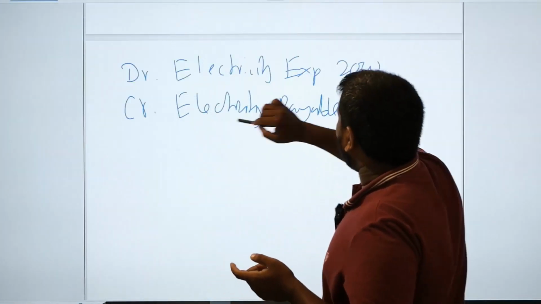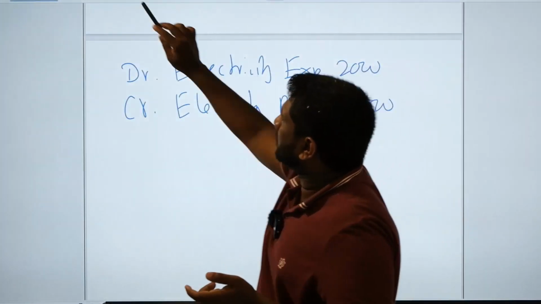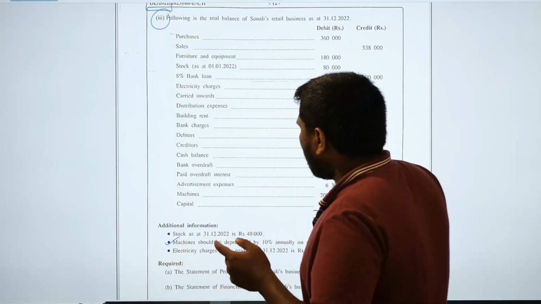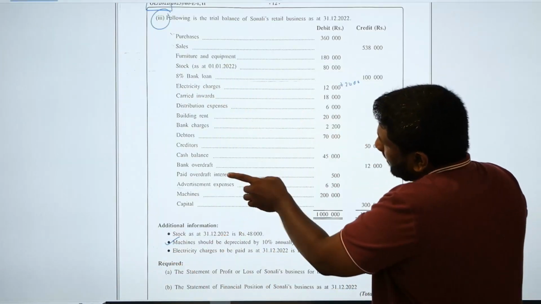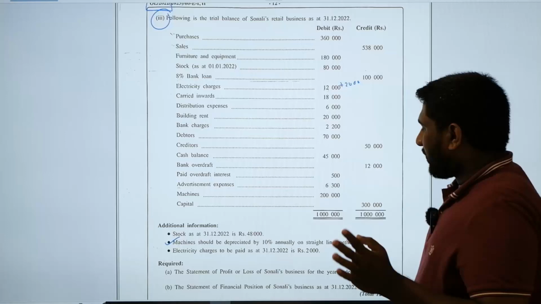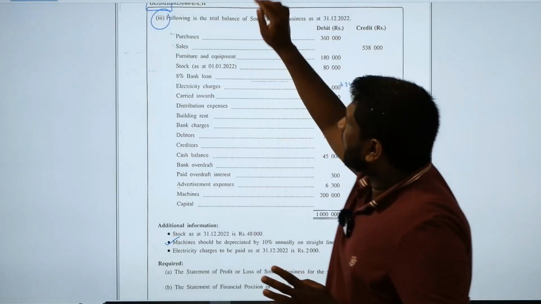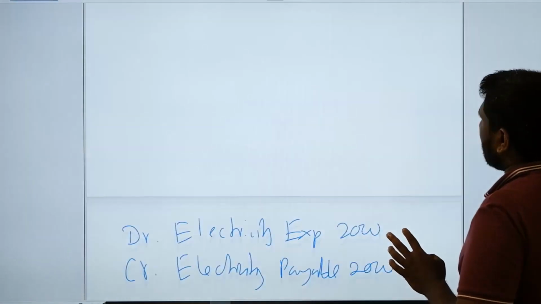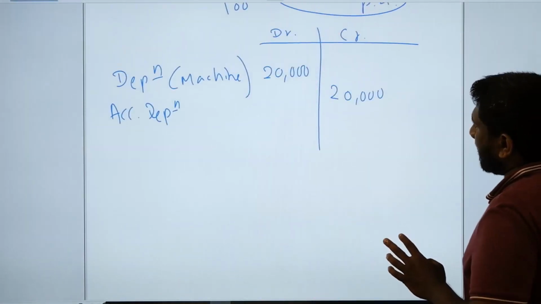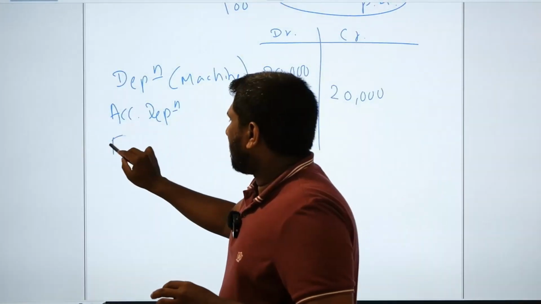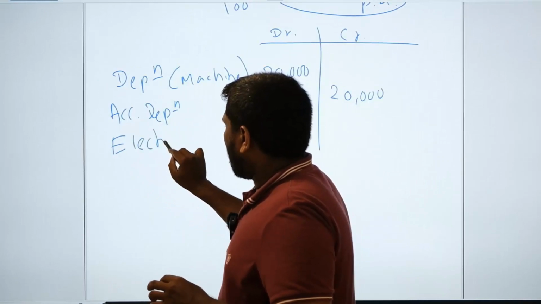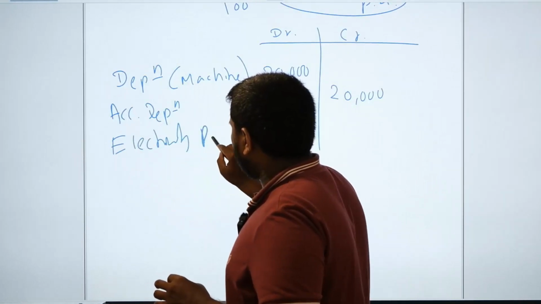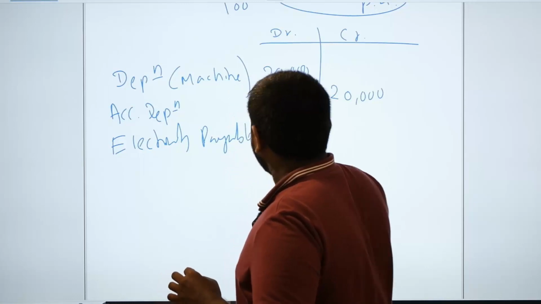Next one, electricity payable 2,000. Do you have an account for electricity payable? No, we don't have one. So I'll go and add it, as with the items which I included in the trial balance. Electricity payable 2,000.